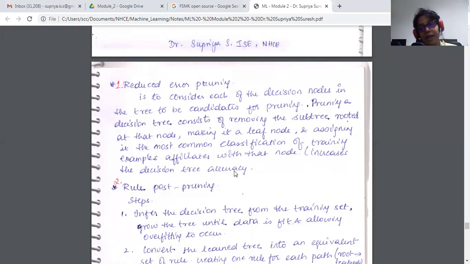By what mechanism? Pruning. Wherever I see some inconsistent data, I make that node a leaf node by considering the most common classification occurrence. Once I do that, I continue further. By doing that, it increases my decision tree's accuracy. That is about reduced error pruning.